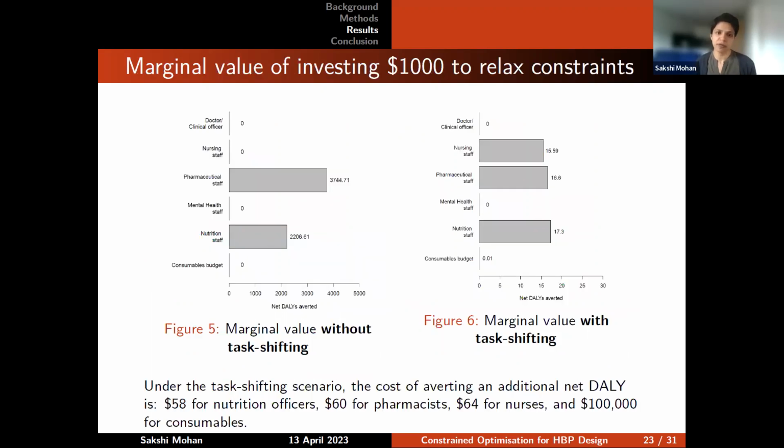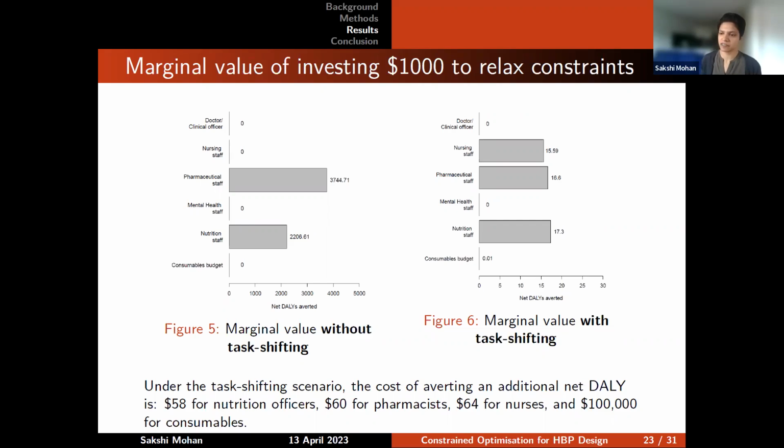As I mentioned before, an important extension of this framework is to use it to assess the value of health system strengthening options. And this can be calculated by calculating the additional net DALYs by relaxing various constraints. So we see here that investing in nutrition officers and pharmacists offers the biggest bang for the buck in terms of expanding health system inputs. And this is true for both the without task shifting scenario and the with task shifting scenario.